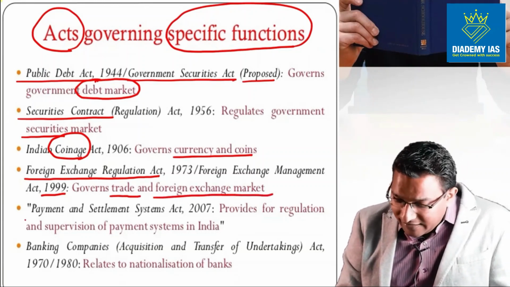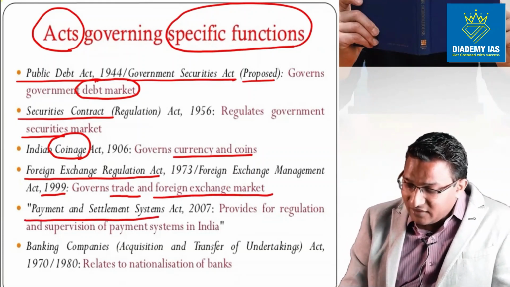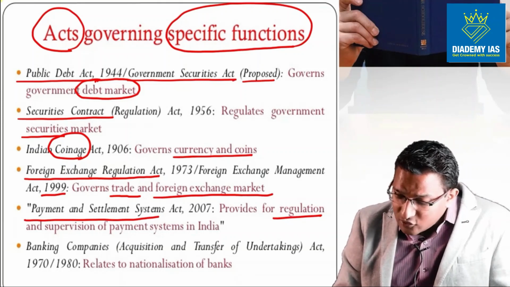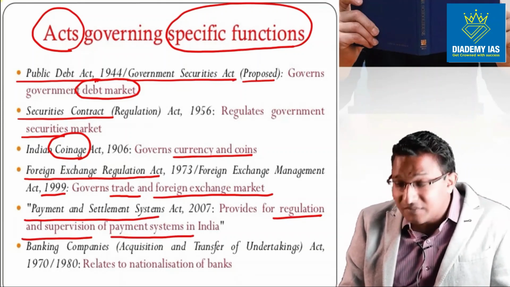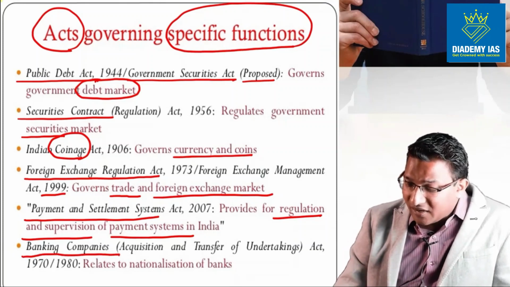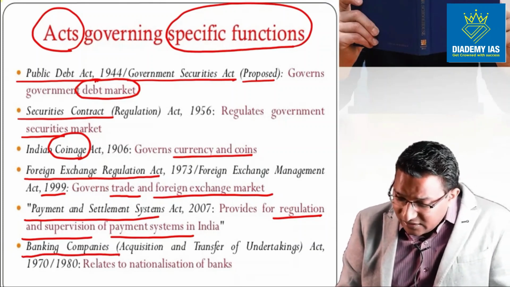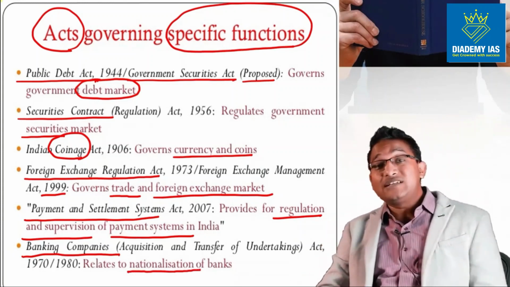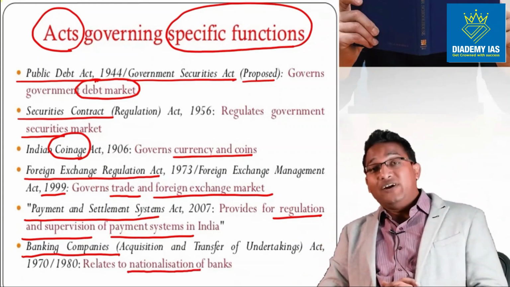Then we have the Payment and Settlements Act 2007. According to this, RBI has the power for regulation and supervision of the payment systems in India. Then we have the Banking Companies Acquisition and Transfer of Undertakings Act 1970. According to this, there is the power of nationalizing the banks. So these are the different powers given by different acts.